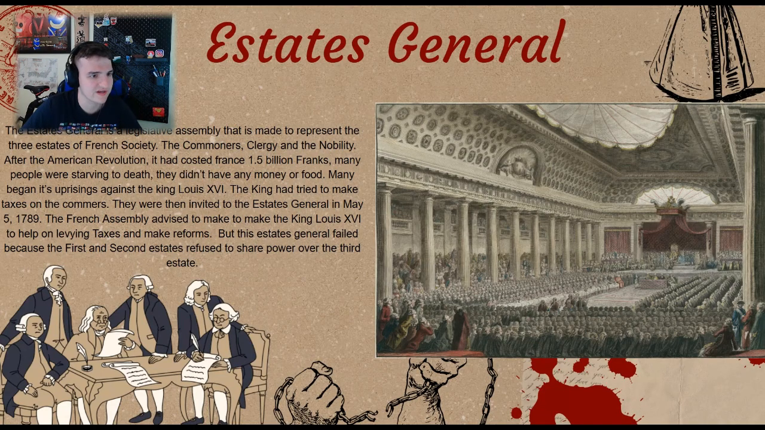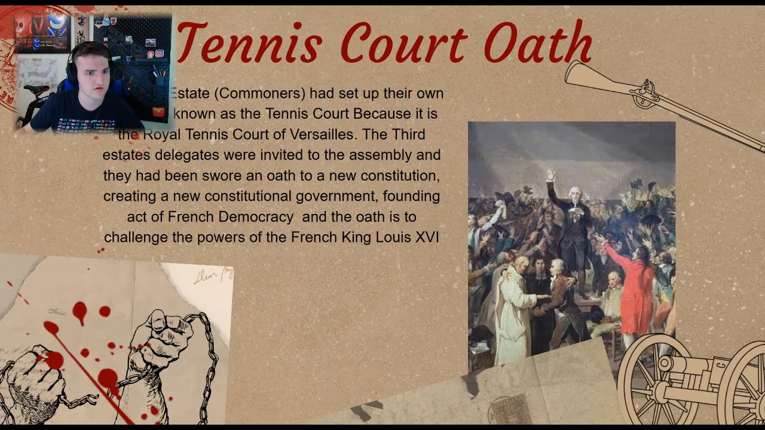Tennis Court Oath. The Tennis Court Oath is basically the assembly of commoners. At the Royal Tennis Court of Versailles, the third estate's delegates were invited to the assembly, and they swore an oath to create a new constitution and a new constitutional government, founding the French democracy, and the oath challenged the powers of the French king Louis XVI.